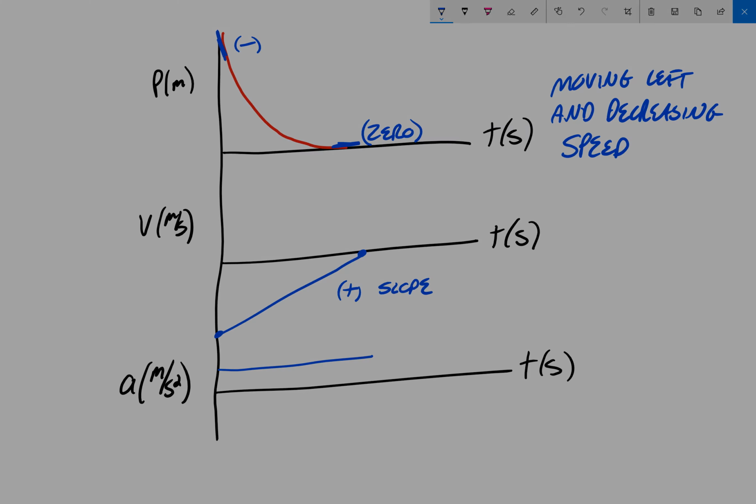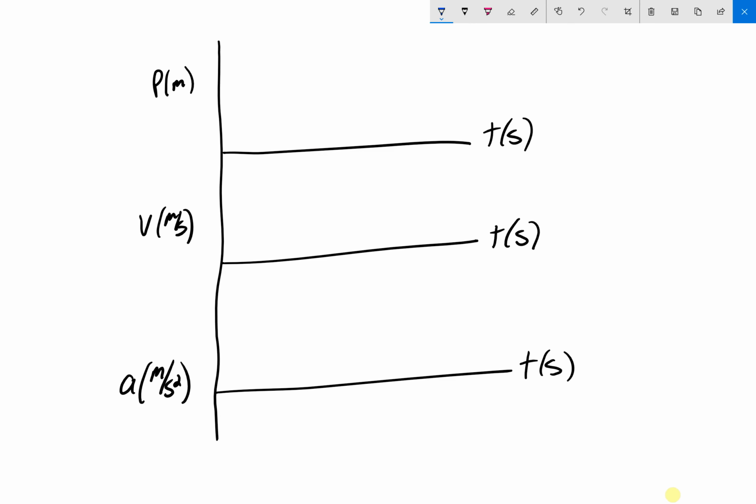So those are all the PT graphs. We're now going to move on to the 6 options for VT graphs. That starts here with starting with positive velocity and going to zero velocity, which means above that you should be drawing a curve that starts with positive slope and ends with 0 slope.